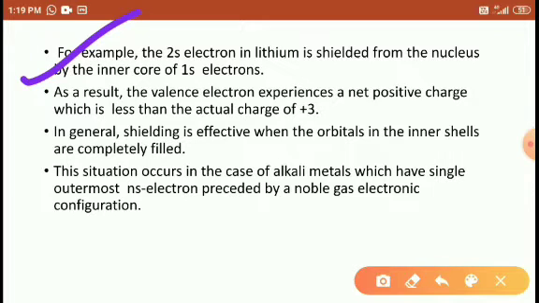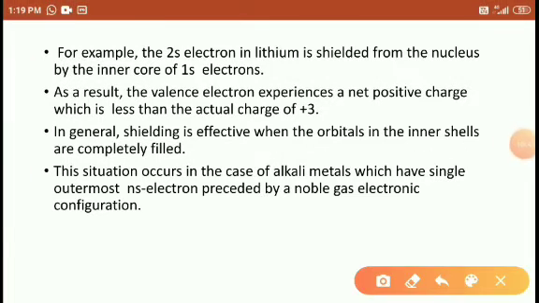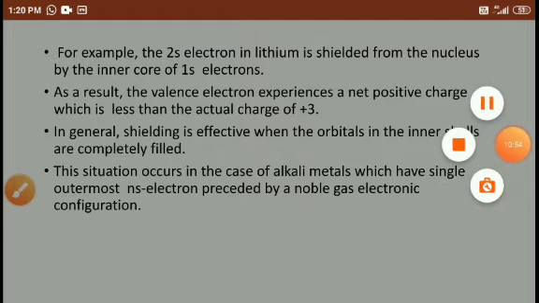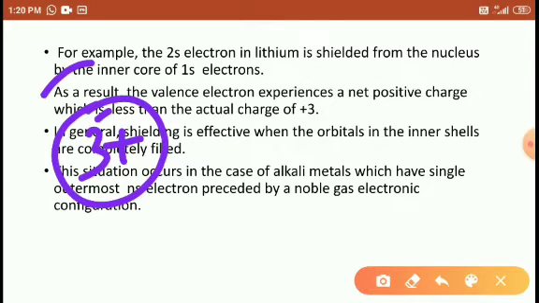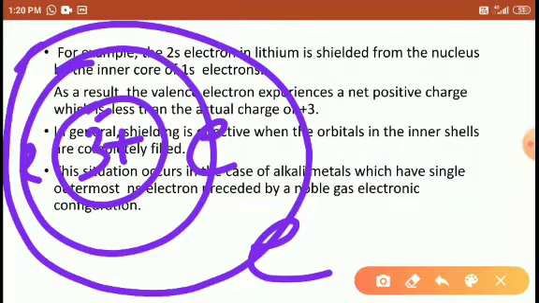For example, the 2s electrons in lithium are shielded from the nucleus by the inner 1s electrons. Right, students? So 2s electrons are more repelled from the nucleus. When you compare lithium, atomic number 3, with 3 protons, it is 1s2 2s1: 2 electrons in 1s, and 1 electron in 2s.